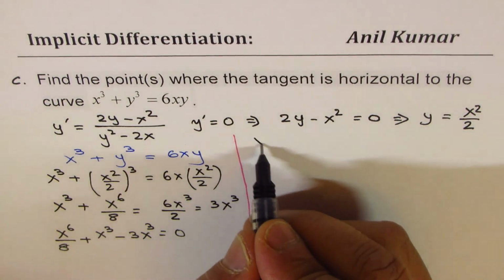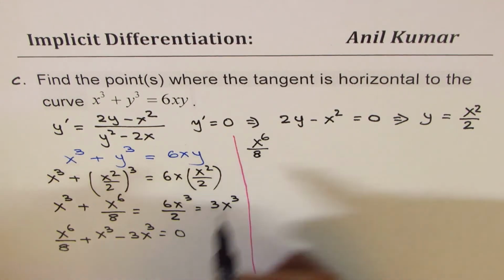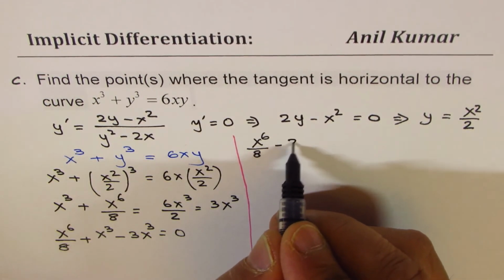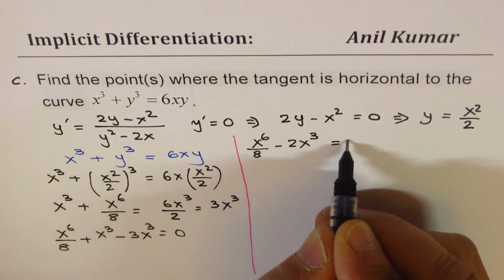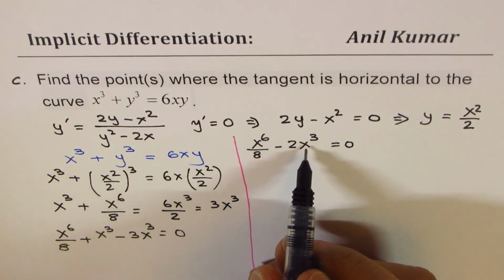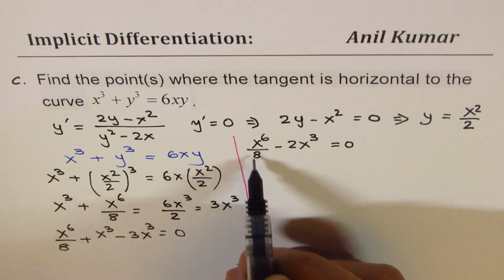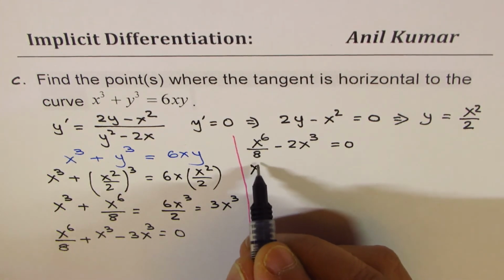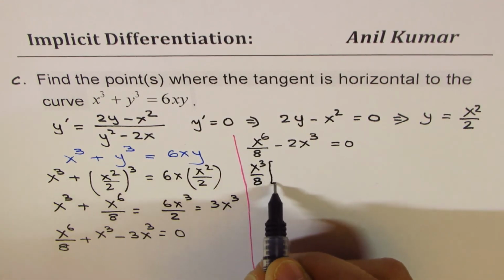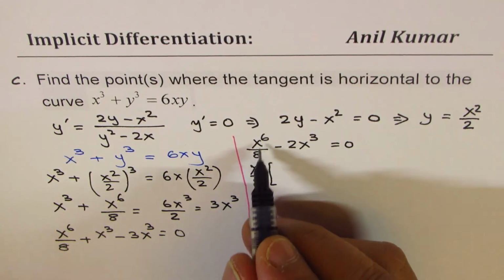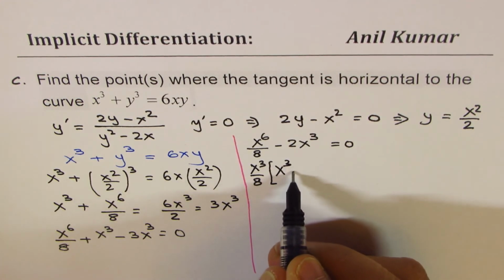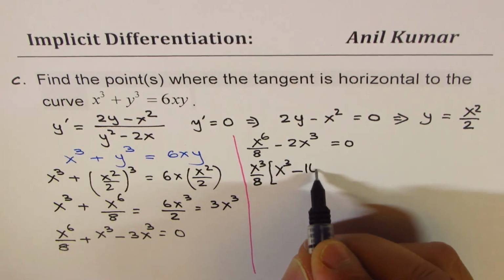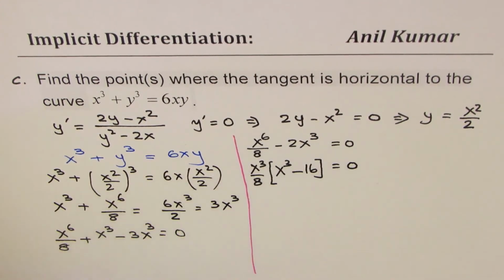So we could write this as x to the power of 6 over 8 minus 2x cubed equal to 0. We can take x cubed by 8 as common, right? So let's take x cubed by 8 as common. So in that case, we'll get x cubed here minus, since we took 1 by 8, we have to multiply by 8 to get 16 here, equals 0.